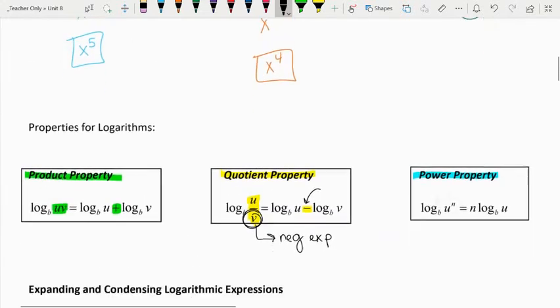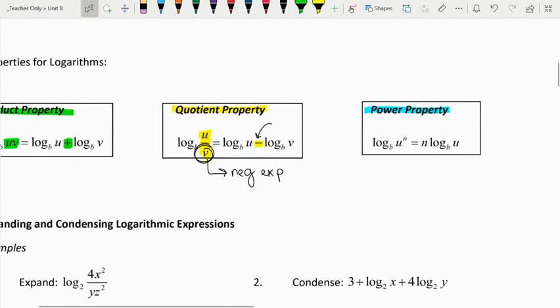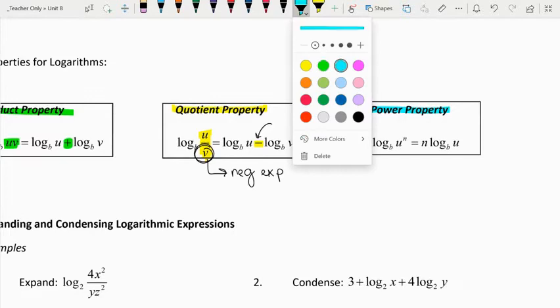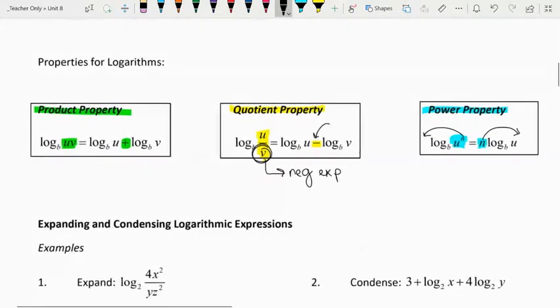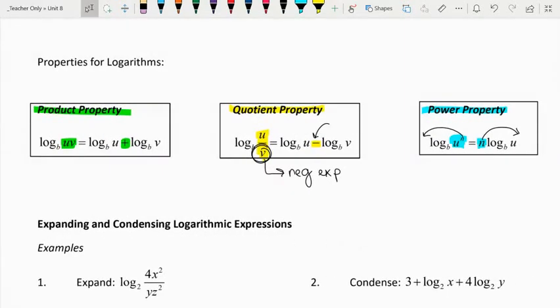The last one is kind of like what we have above. It is your power. When you have something raised to a power, you can throw that power in front to get rid of the exponent on the inside of your log. Vice versa, you can throw it up as an exponent if it is out in front. These are huge properties as we move on, so we want to get pretty used to them.